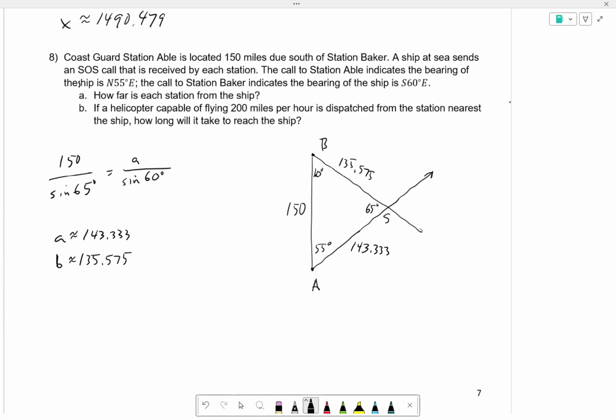Part B, the last thing we're doing. The helicopter capable of flying 200 miles per hour is dispatched from the station nearest the ship. How long will it take to reach the ship?